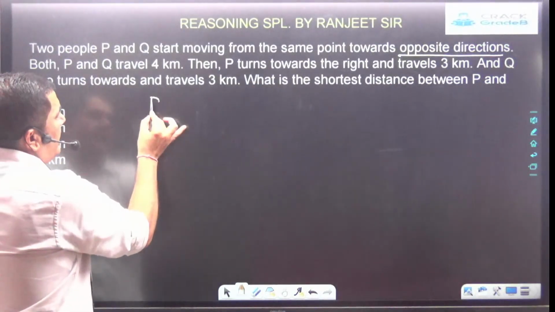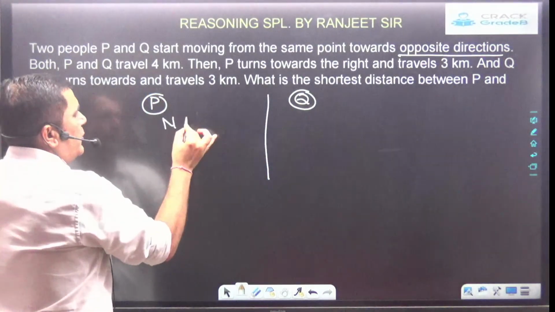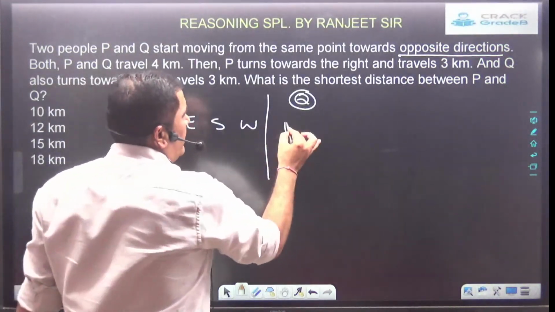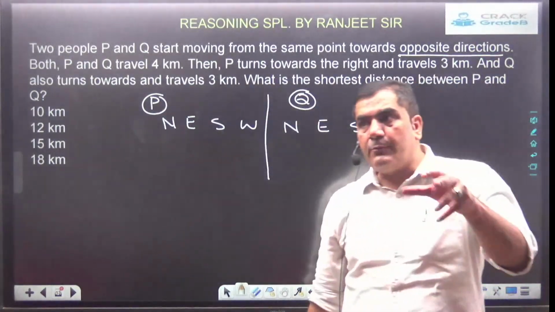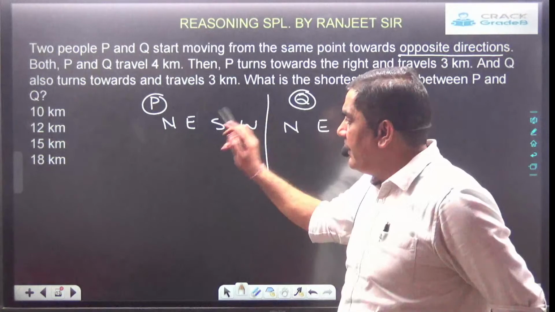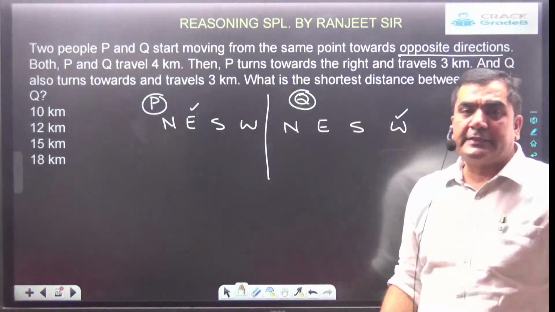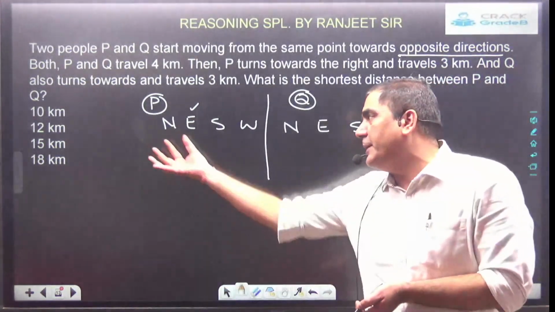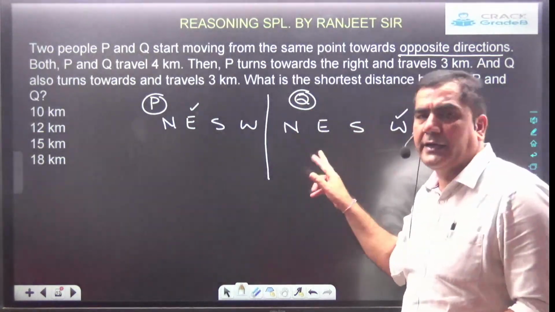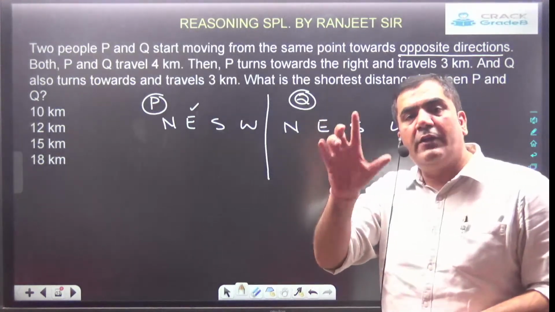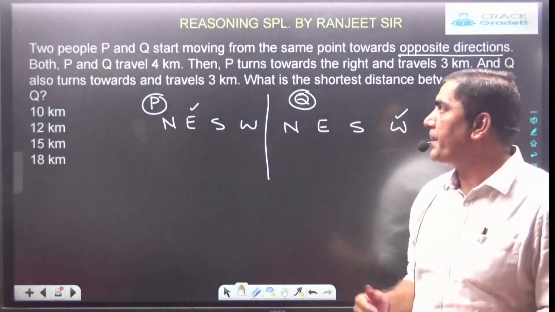Let's make one chart for P and then one chart for Q. Here comes NESW for P. Here comes NESW for Q. Now, since they are moving in the opposite direction, means what? I will assume P starts moving in east, then Q will start moving towards west. This is my assumption. You can assume it to be north and south also, no problem at all. You can assume P to be west, then Q to be east, no problem. Distance will always remain the same. That will not depend upon the direction in which they have started the journey.